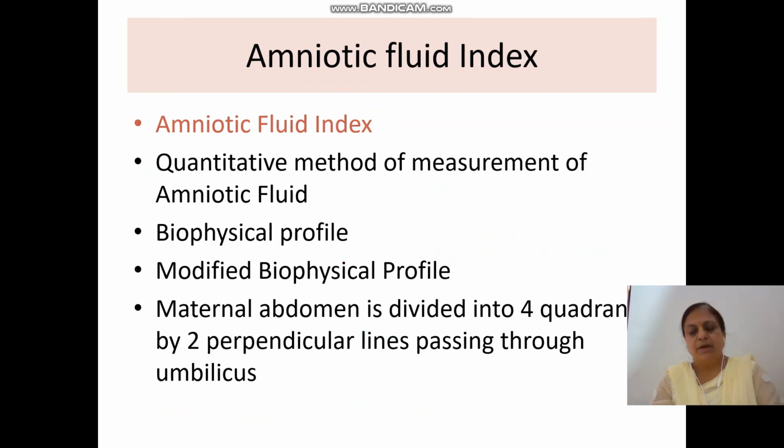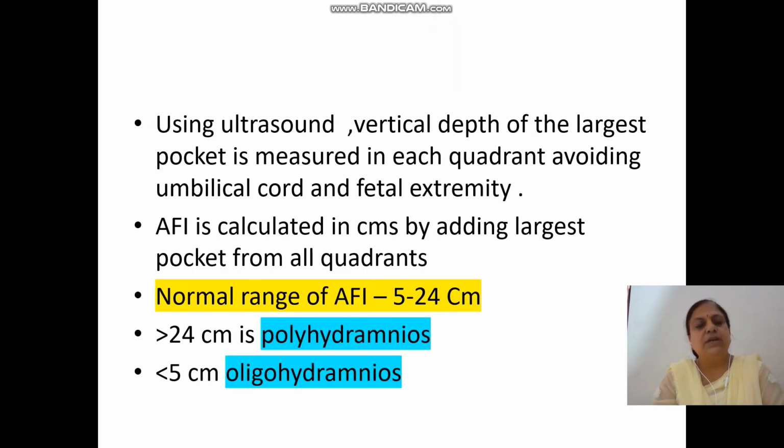Now, how is it measured? It is measured through the amniotic fluid index. It is a quantitative method of measurement of amniotic fluid, done by biophysical profile, and another method is modified biophysical profile. The maternal abdomen is divided into 4 quadrants by two perpendicular lines passing through the umbilicus. Using ultrasound, the vertical depth of the largest pocket is measured in each quadrant, avoiding the umbilical cord and fetal extremities. AFI is calculated in centimeters by adding the largest pockets from all 4 quadrants.